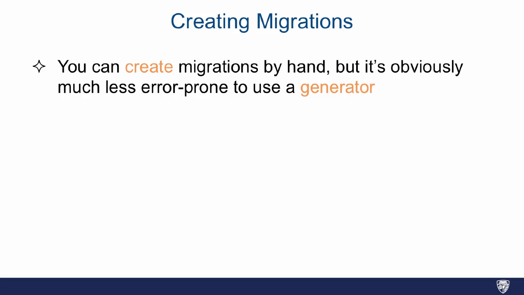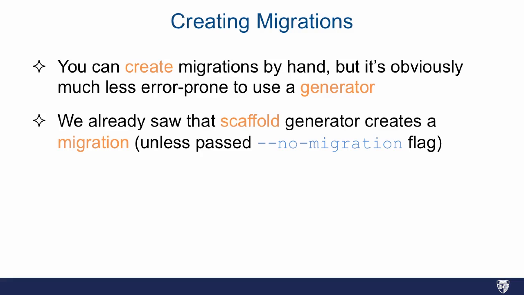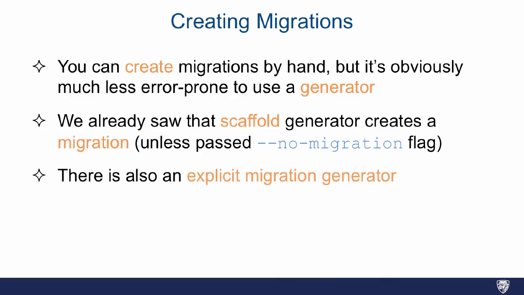Now you can create migrations by hand, but it's obviously much less error prone to use a generator like we did by doing the scaffolding. And if you already have the database set up and you don't need to create a migration, you could just specify a no migration flag to your scaffolding. Now there's also, besides creating a migration as part of a scaffolding, as we're going to see, there's also an explicit migration generator, which we'll get to.